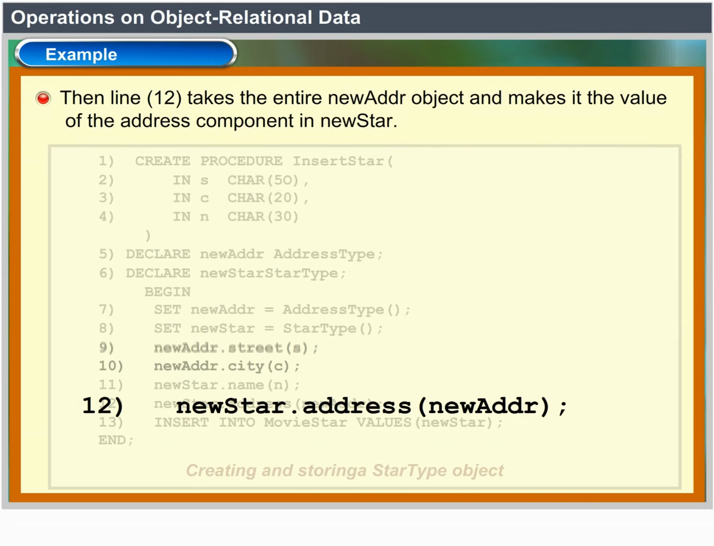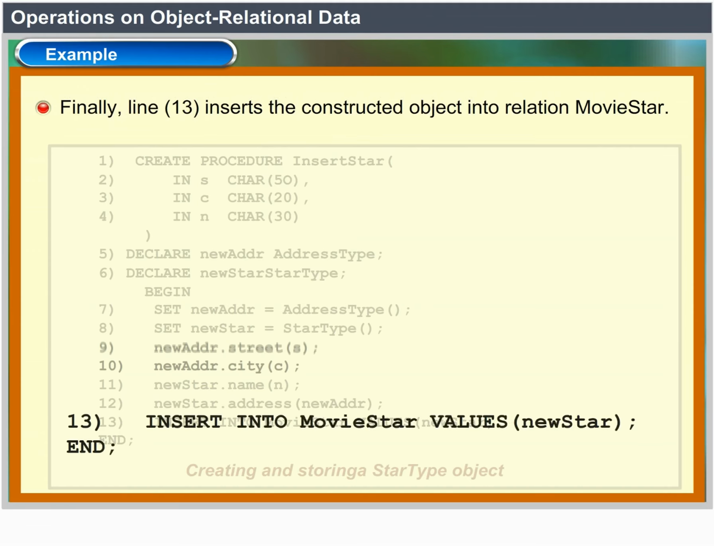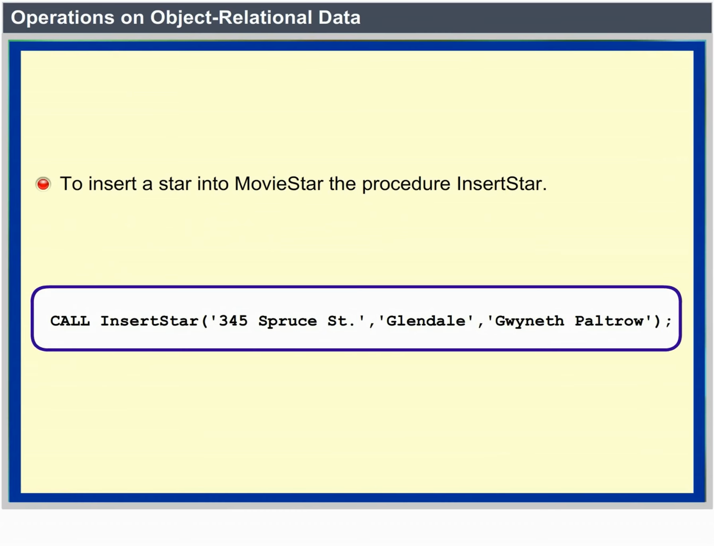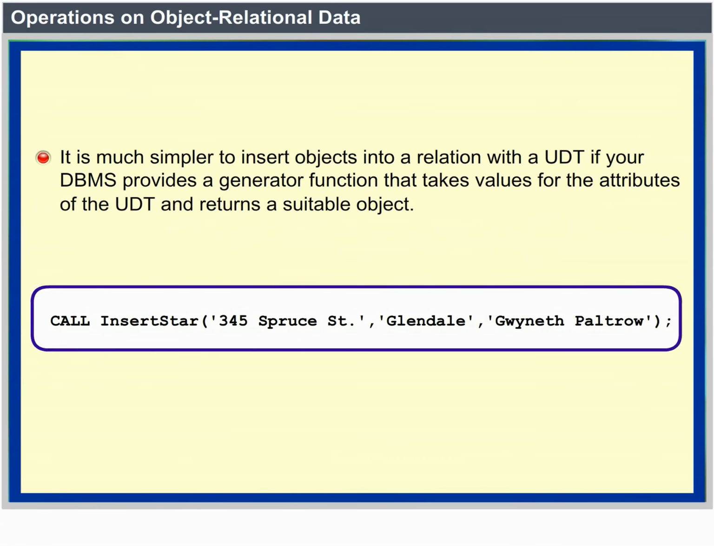Finally, line 13 inserts the constructed object into relation MovieStar. To insert a star into MovieStar, we can call procedure InsertStar. It is much simpler to insert objects into a relation with a UDT if your database management system provides a generator function that takes values for the attributes of the UDT and returns a suitable object.